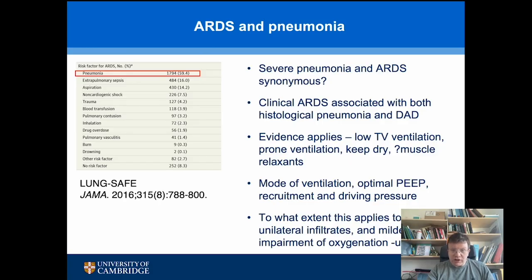A recent study looking at the LUNG SAFE cohort in a post-hoc analysis looked at patients who had two-quadrant infiltrates on the same side, so unilateral but bilobar pneumonia. And they found that the outcomes there were very similar to those of patients with bilateral ARDS. So it may be that the data from the ARDS literature can also be applied to severe bilobar pneumonia. However, this remains hypothesis generating, and at the moment, the evidence is uncertain.